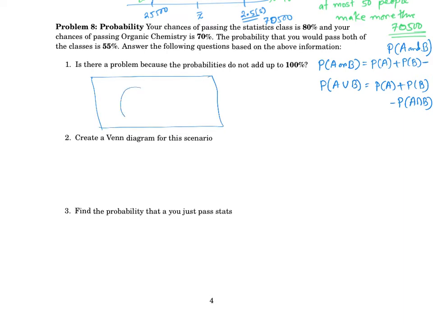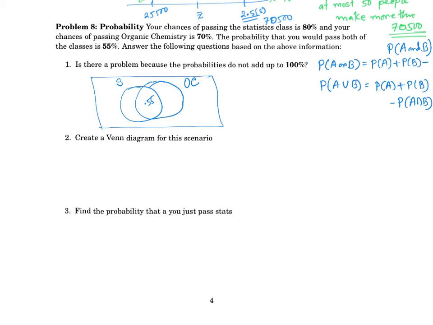All right. Let's say, let me make it look a bit nicer. This is your S for statistics, and this is your OC for OChem, organic chemistry. Statistics class, okay, 80% chance of passing statistics, 70% for organic. The probability that you pass both classes is 55%. So this is going to be 0.55. Okay, so the middle overlapping part.